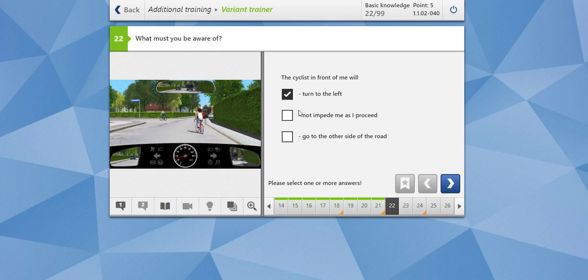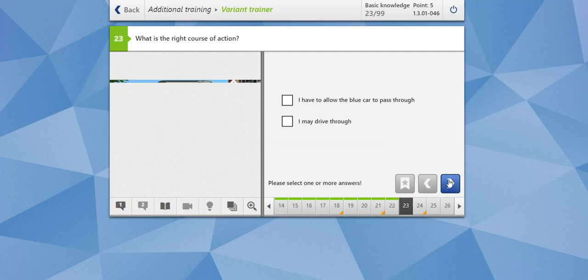The cyclist in front of me will not impede me as I proceed. They can impede you because they are turning. Go to the other side of the road. This is also correct because they are moving towards the other side of the road. Let's check the answer. Our answer is correct.